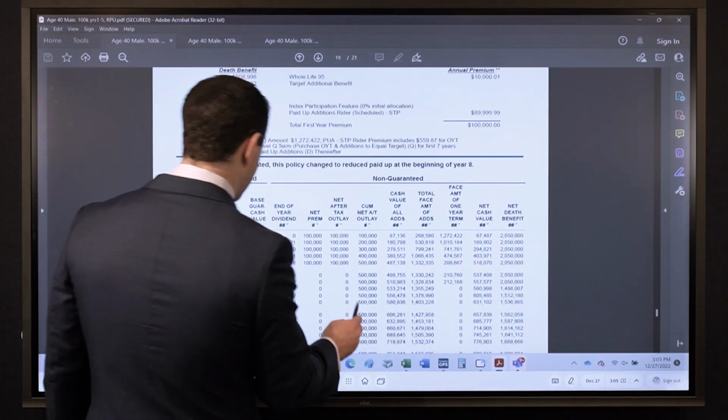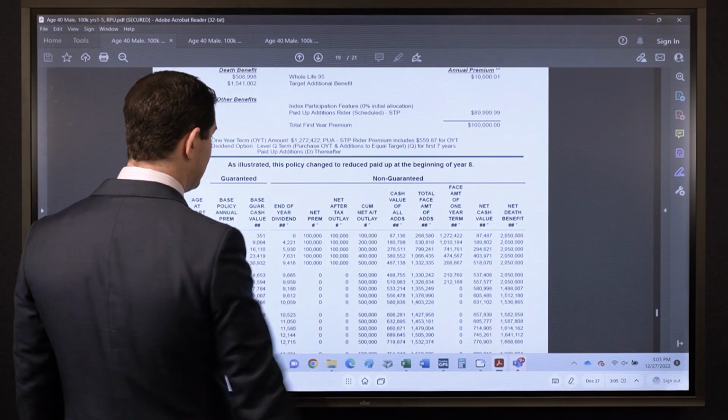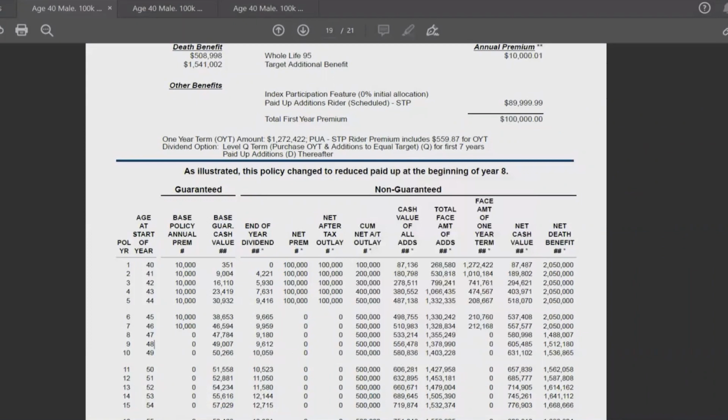So in year 8 here, we exercise this reduced paid up option, which eliminates the premium, also cuts the term rider. We see a death benefit reduction occur, and our cash value picks up the pace. Let's see exactly how much it picks up the pace by.